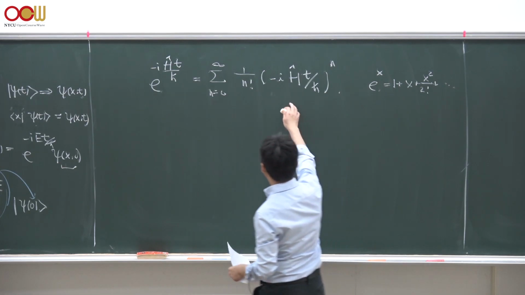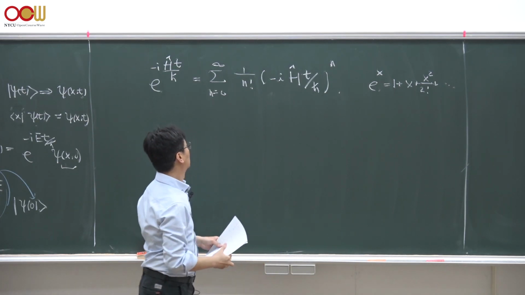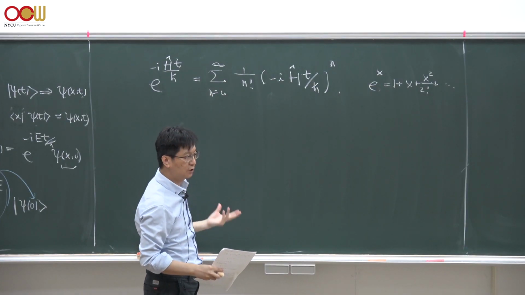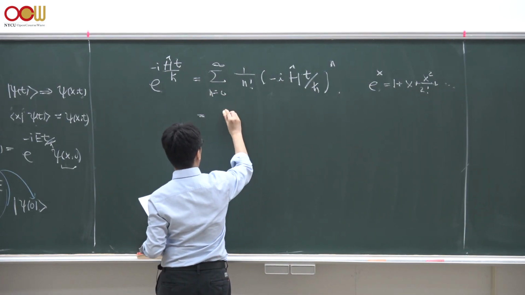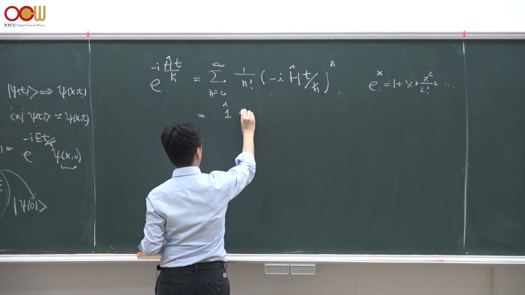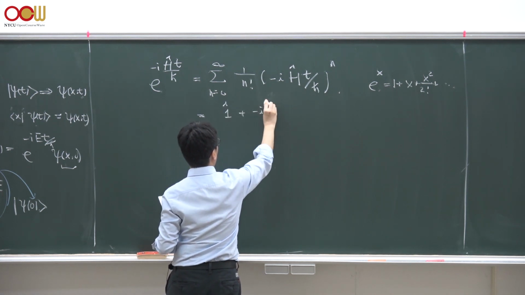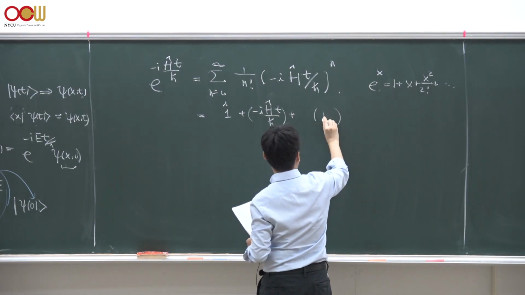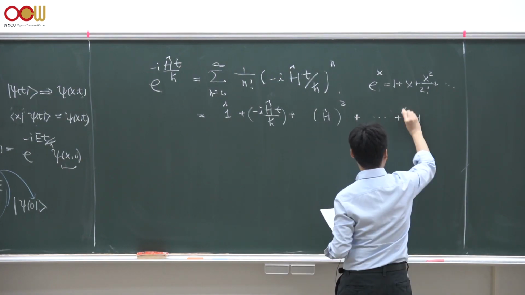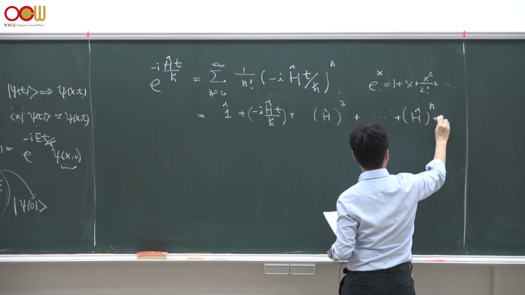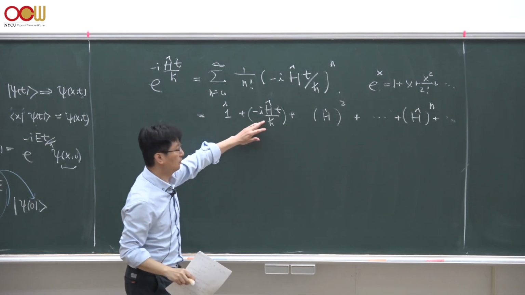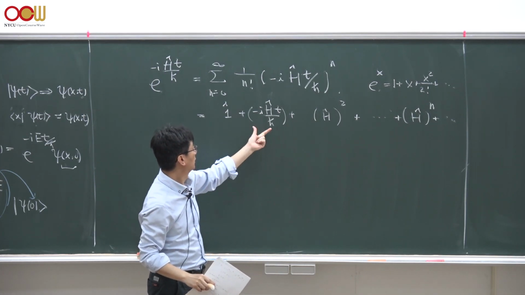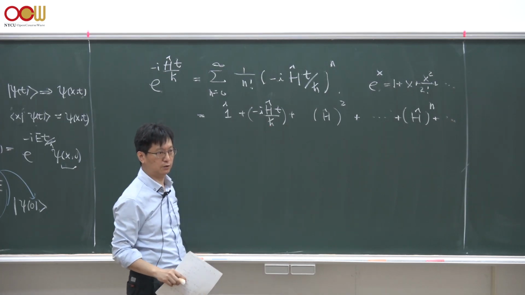But remember, this Taylor expanded series contains an infinite number of terms, and each term is actually an operator. So this is, say, one, the unit operator, plus minus iHt over h bar, plus this H squared term, plus the power of n term. So this is the sum of all such operators. Each term carries a power of H, where H is the Hamiltonian operator.